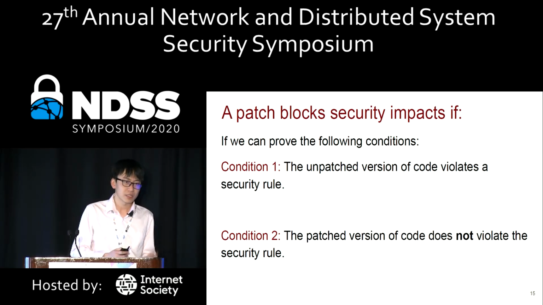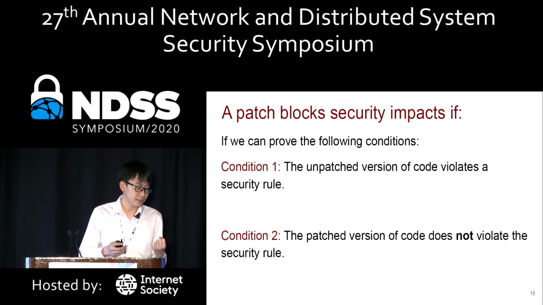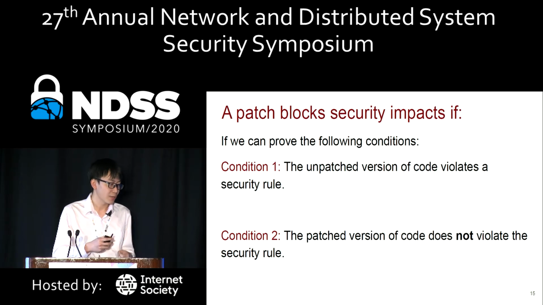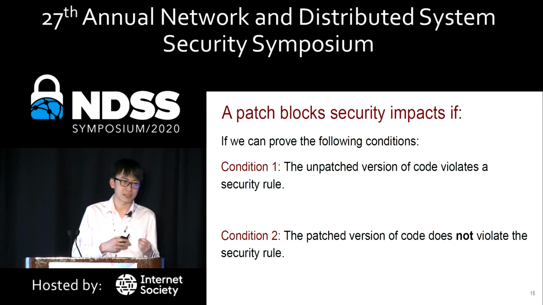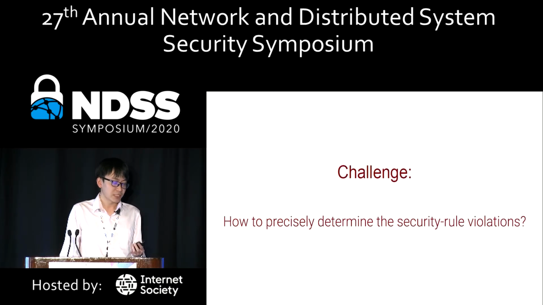So we can define that a patch blocks a security impact if we can prove the following two conditions. The first is that the unpatched version of the code violates a specific security rule. And second, the patched version of the code would not violate this security rule. By combining these two together, we know that the patch has blocked this security rule violation, so the patch can block the corresponding security impact. So the challenge of this project is how to precisely determine the security rule violation.